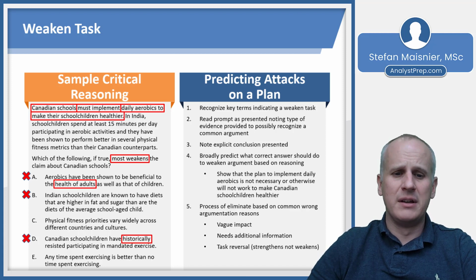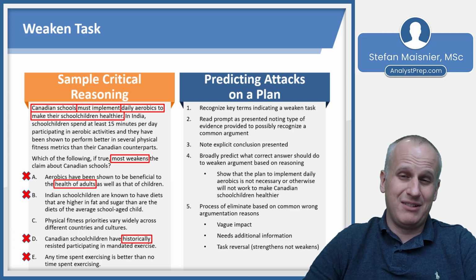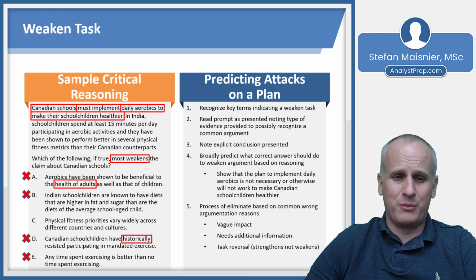and maybe we want to do the plan in Canada. And then we have choice E, any time spent exercising is better than no time spent exercising. Again, it's really kind of bland, but theoretically it would make us seem like we'd want to implement daily aerobics, so we can eliminate E as a bland reversal as well that would strengthen the conclusion.